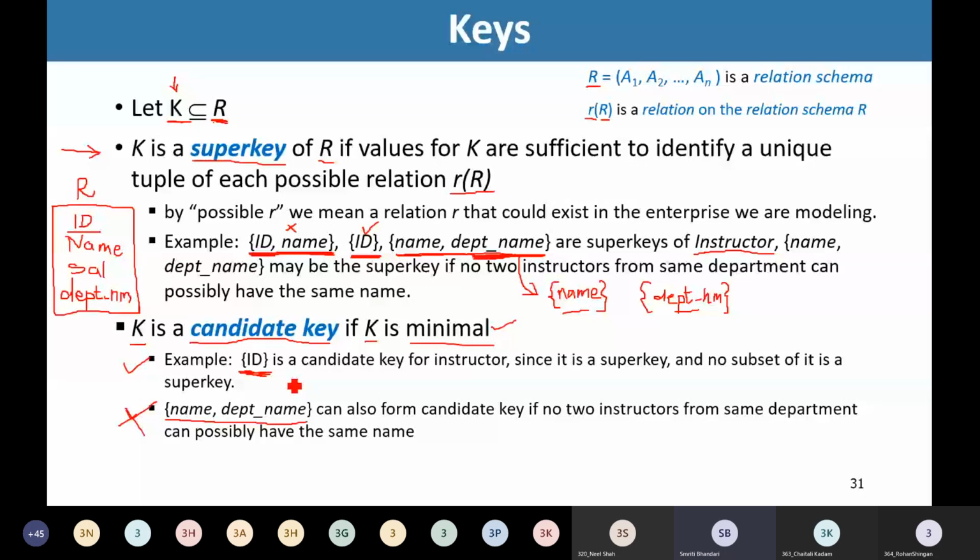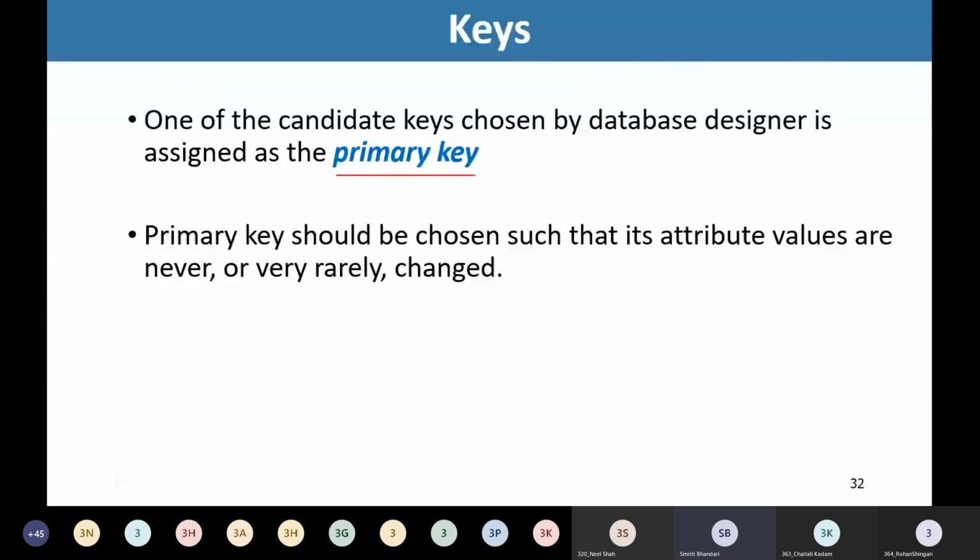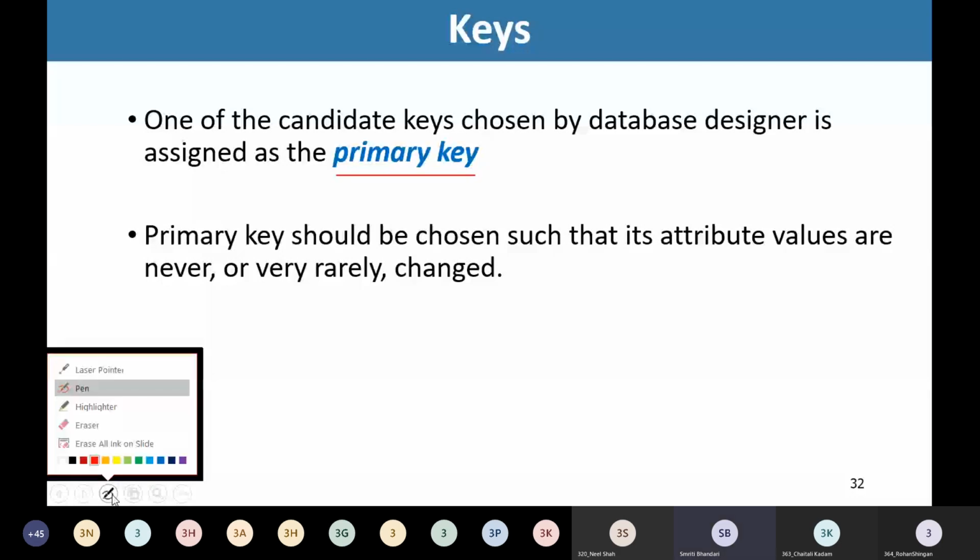Got the concept? Yes? May I proceed? Any doubts so far? No. May I proceed? Yes, ma'am.